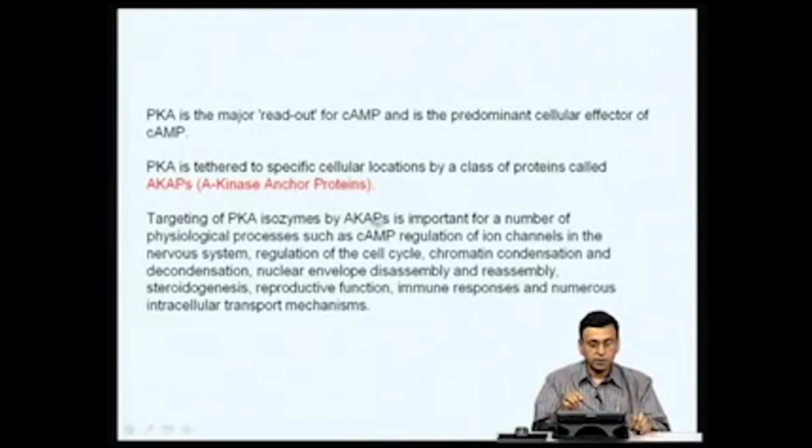Targeting of PKA isozymes by AKAPs is very important for a number of physiological processes, such as cyclic AMP regulation of ion channels in the nervous system, regulation of the cell cycle, chromatin condensation and decondensation, nuclear envelope assembly and reassembly, steroidogenesis, reproductive functions, immune responses, and many other intracellular transport mechanisms. So, keeping PKA in a tethered form by these AKAPs plays a very important role in a number of physiological processes.